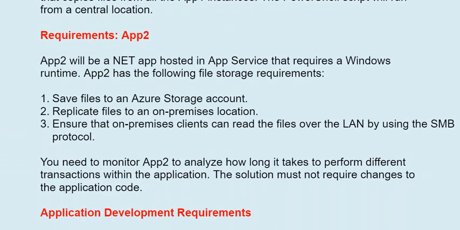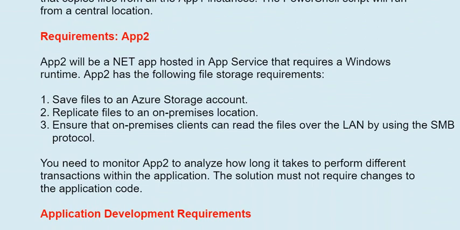Requirements of App2. App2 will be a .NET app hosted in App Service that requires a Windows runtime. App2 has the following file storage requirements. The first requirement is save files to an Azure storage account. The second requirement is replicate files to an on-premises location. The third requirement is ensure that on-premises clients can read the files over LAN by using the SMB protocol. You need to monitor App2 to analyze how long it takes to perform different transactions within the application. The solution must not require changes to the application code.